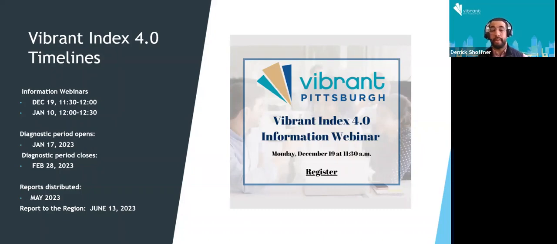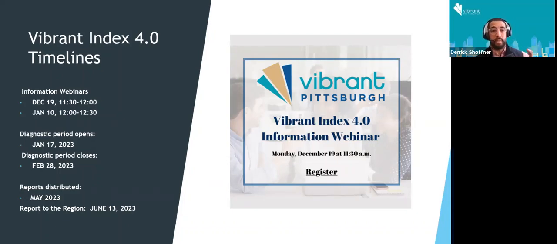This is moved up, to be transparent, to continue to hold on to the inevitable energy that surrounds the Vibrant Index. We think it's better to give you your information and your reports sooner, paint a picture as to the region sooner, and give you more time to tangibly create action and prepare for Vibrant Index 5.0. So quite an abbreviated schedule for us for this coming year.